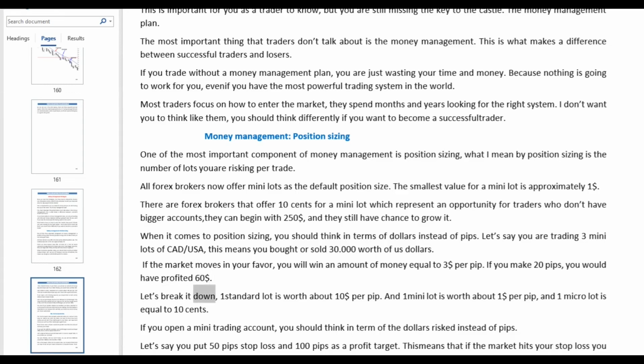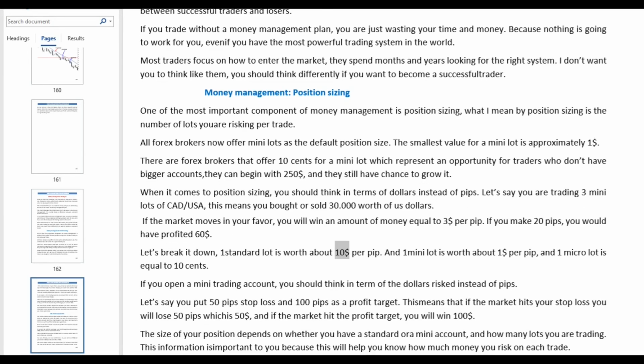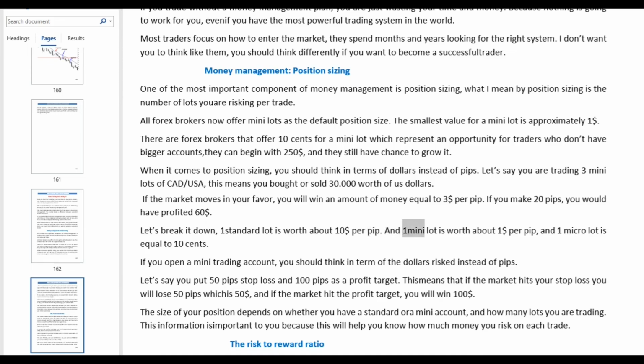Let's break it down. One standard lot is worth about $10 per pip, one mini lot is worth about $1 per pip, and one micro lot is equal to 10 cents. If you open a mini trading account, you should think in terms of dollars risked instead of pips. Let's say you put a 50 pips stop loss and 100 pips as a profit target. This means that if the market hits your stop loss, you will lose 50 pips, which is $50, and if the market hits the profit target, you will win $100.